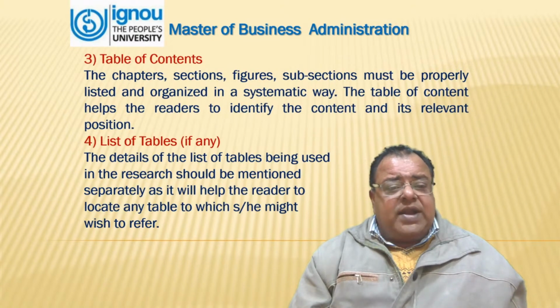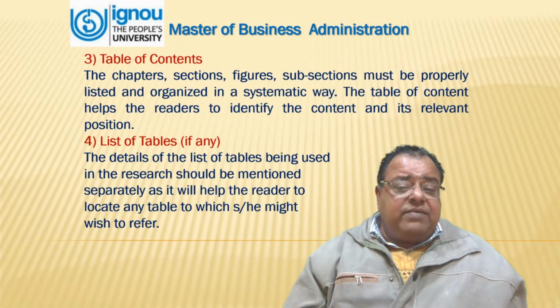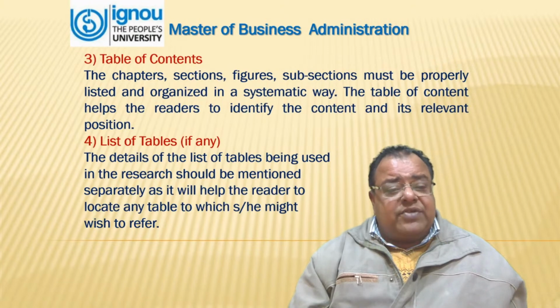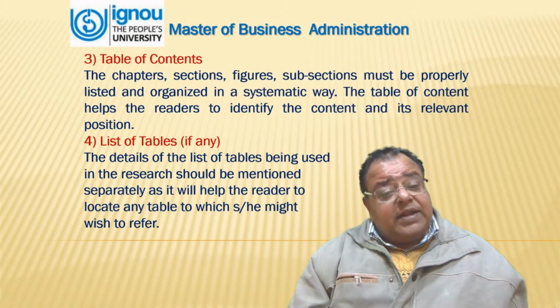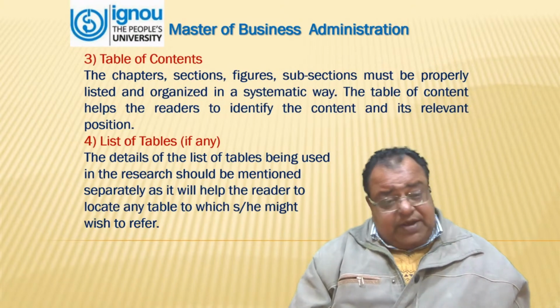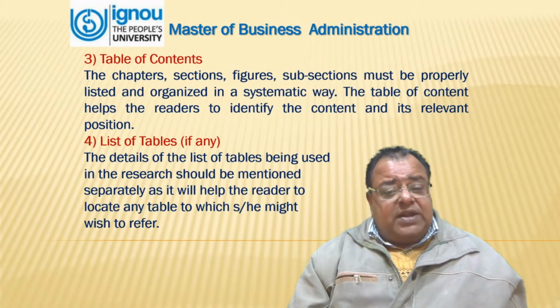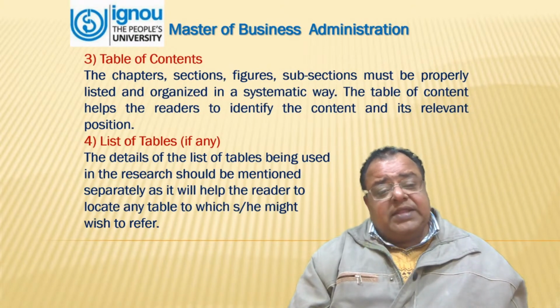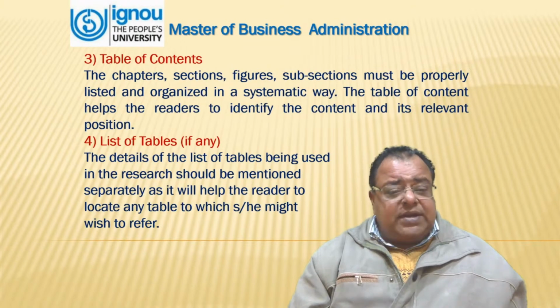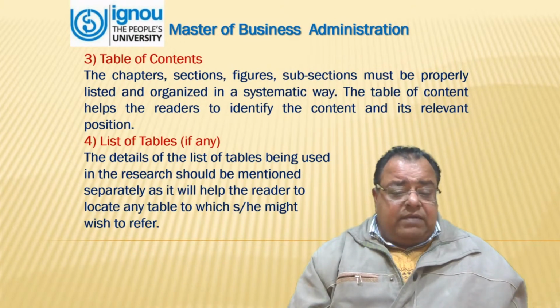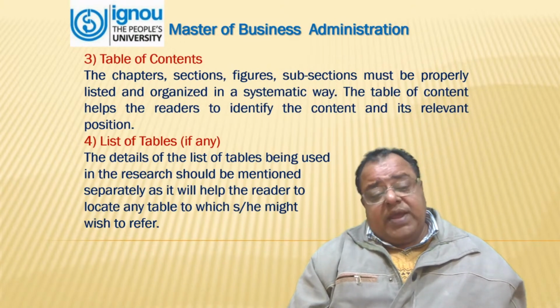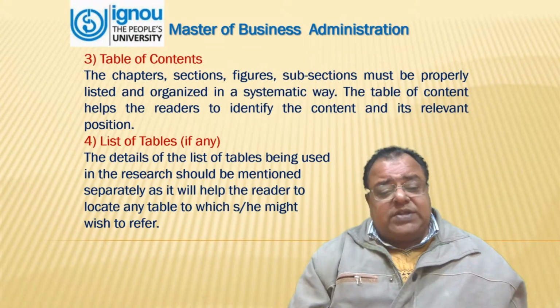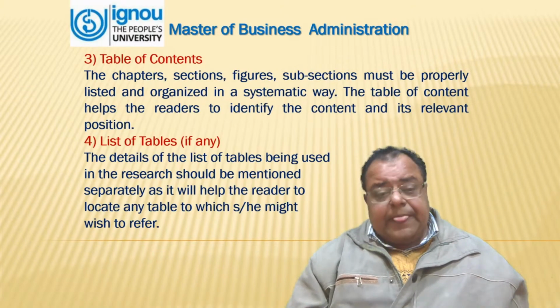The table of contents helps the reader to identify the content and its relevant position. List of tables, if any. The details of the list of tables being used in the research should be mentioned separately, and it will help the reader to locate any table to which he or she might wish to refer.